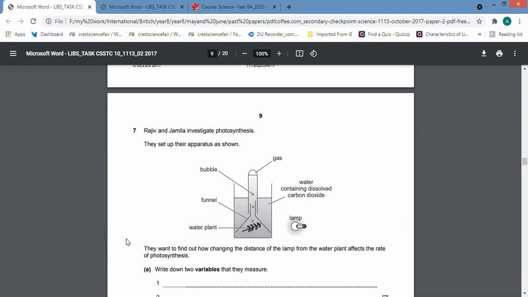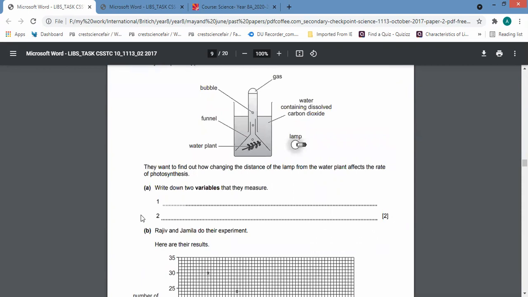Rajiv and Jamila investigate photosynthesis. They set up their apparatus as shown. They want to find out how changing the distance of the lamp from the water plant affects the rate of photosynthesis. Write down the variables that they measure.